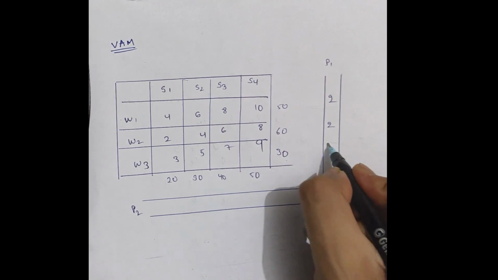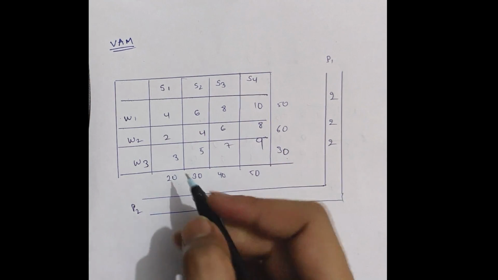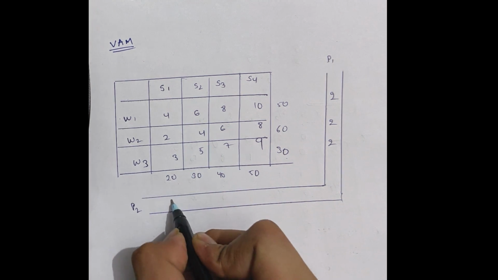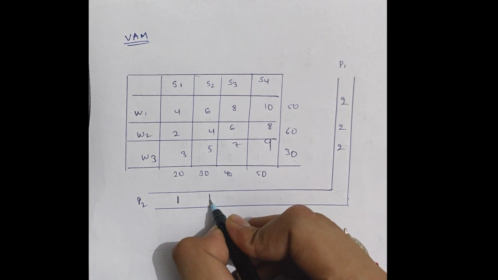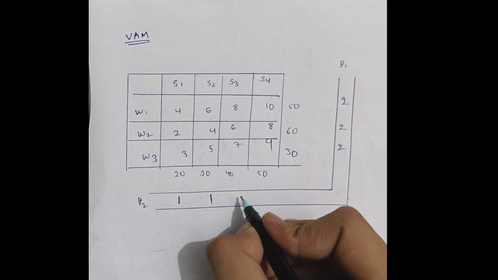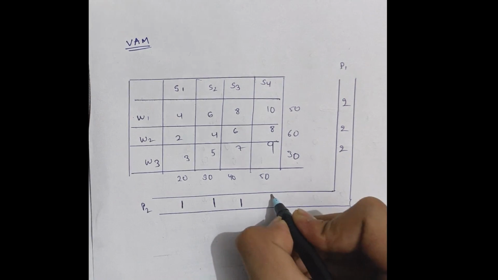What is the difference between them? 2. And here in columns, what are the small elements? 2 and 3. What is the smallest? 1. In 4, 5, 6, 4 and 5, the difference is 1. In 6, 7, 8, difference is 1. In 8, 9, 10, difference is 1.